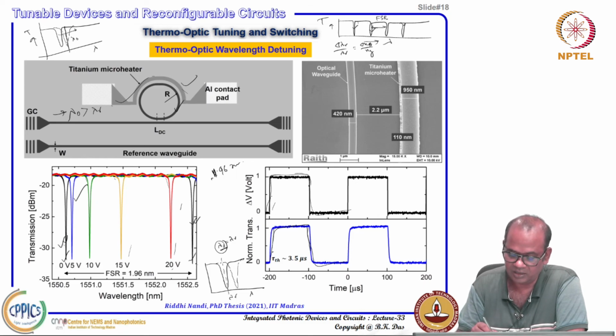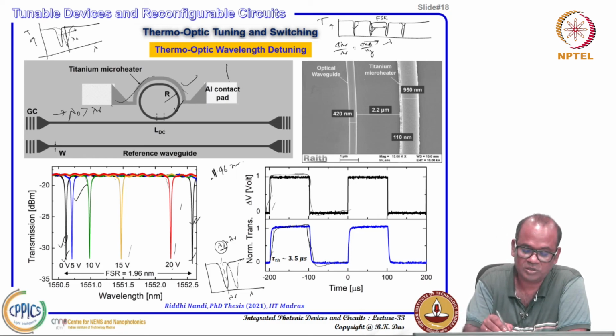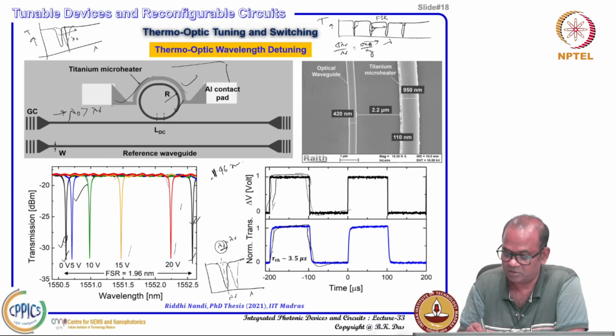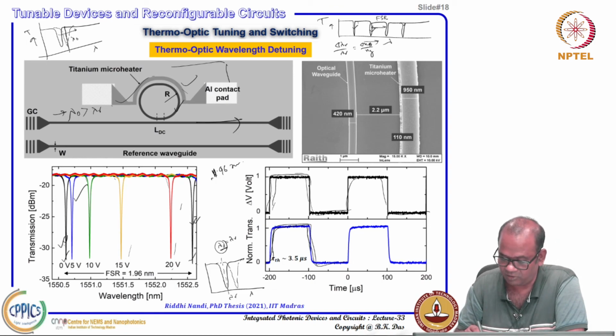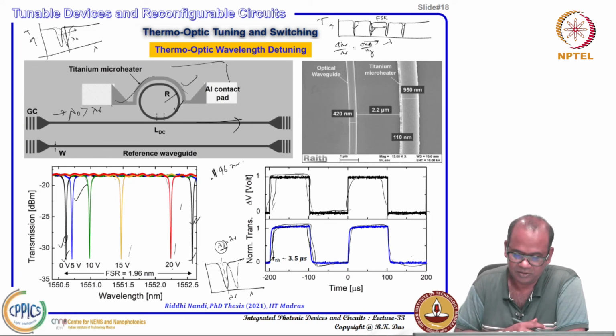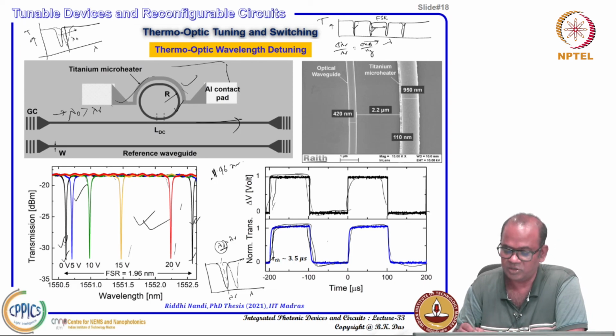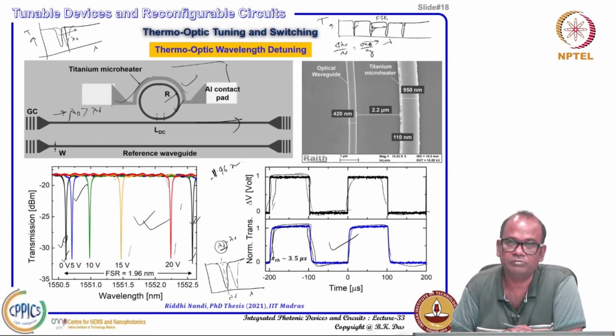This is optical and this is the voltage source. Here you give a signal pulse like this, and your optical output here also goes according to your pulse. So you can get on-off switching. Okay. And thermo-optic wavelength detuning as well as switching you can get in a microring resonator just by integrating a microheater. Okay. You can make it active.